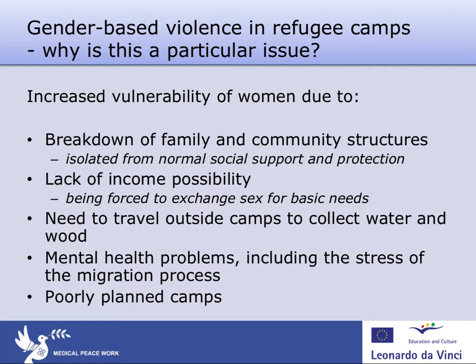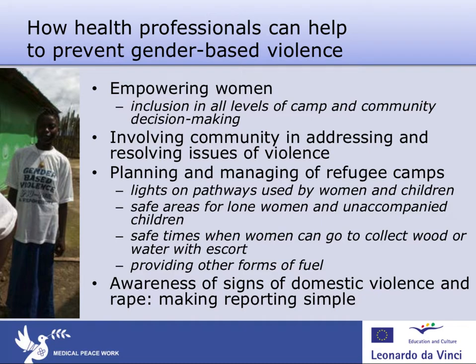So what can we do about the violence? Empowering women as much as possible within culturally accepted methods, involving the community and addressing the violence. Sometimes the communities can come together and establish some basic policing type policies, and then planning and managing. So you can see even things like using lights where women and children have to travel, safe areas, safe times, and redoing how people are collecting resources in general, and making reporting simple for domestic violence and rape.